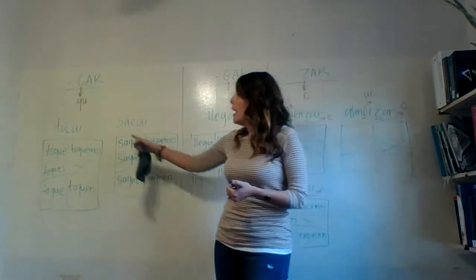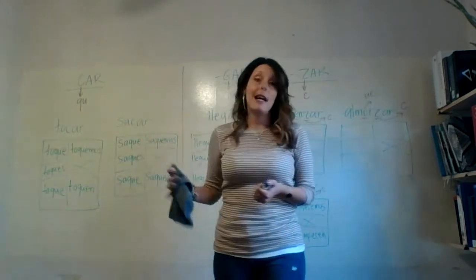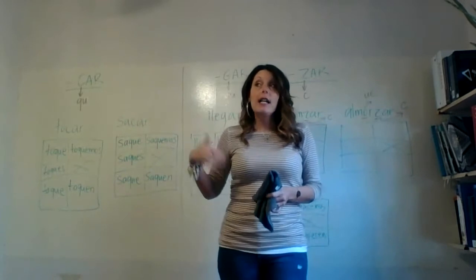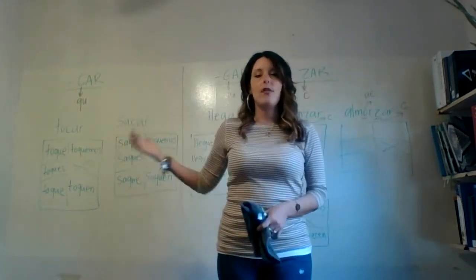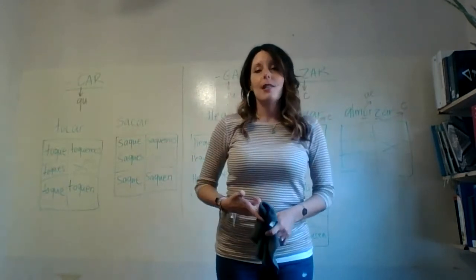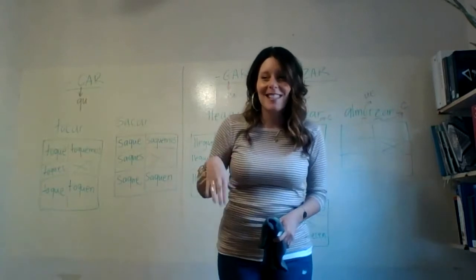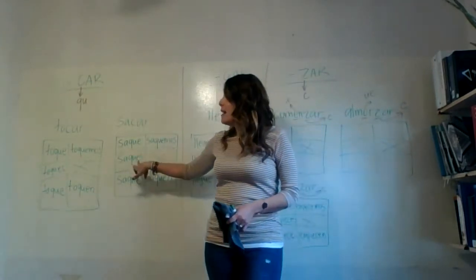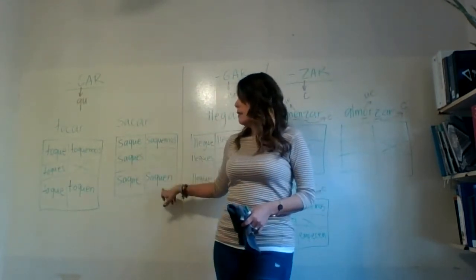So we have S-A-Q-U-E, no accent mark, because if you put saqué with an accent mark on the E, that would be I took out the trash, or I took out my book, for example. But this is a subjunctive, no accent mark, so it's not pronounced saqué. It's pronounced saque. And then we have saques, saque, saquemos, saquen.